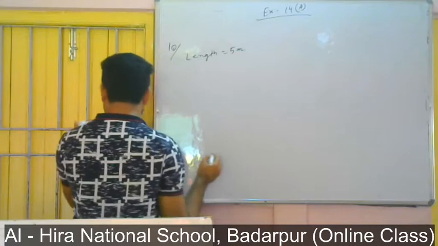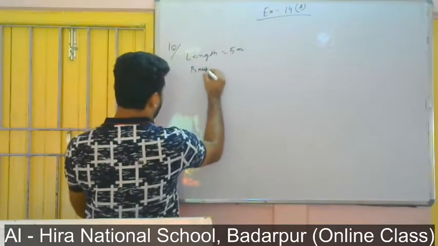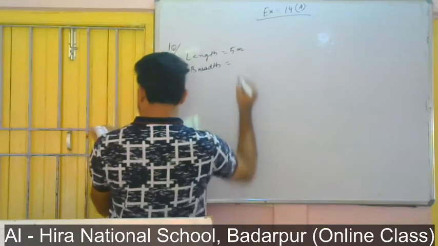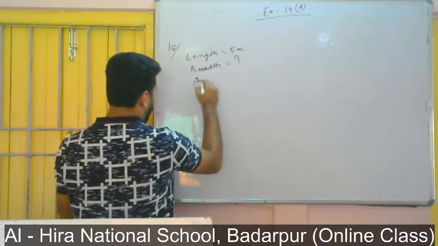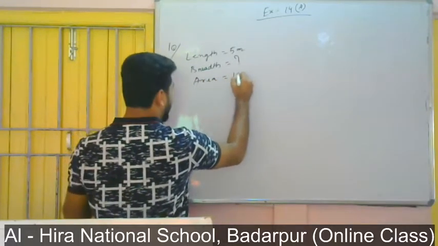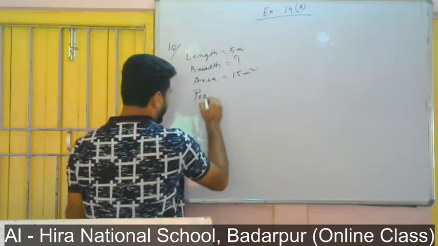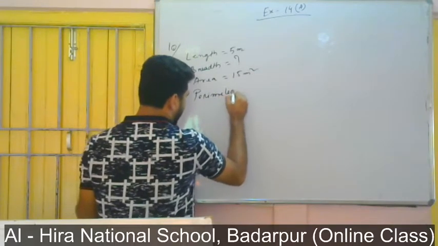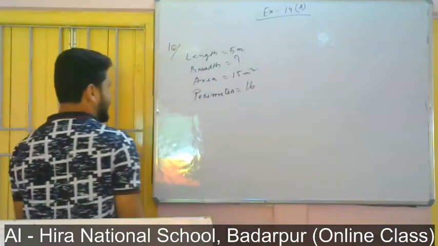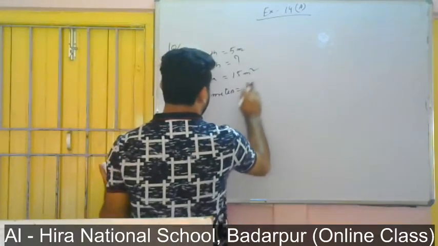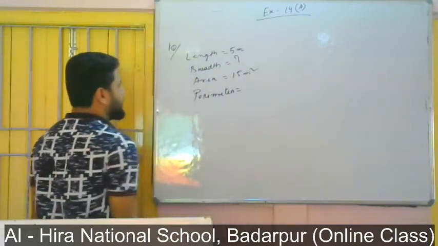Breadth we have to find. You just put a question mark because you have to find this one. And area is given, 15 meter square, and perimeter again you have to find. We will find perimeter. Now you see how to find.